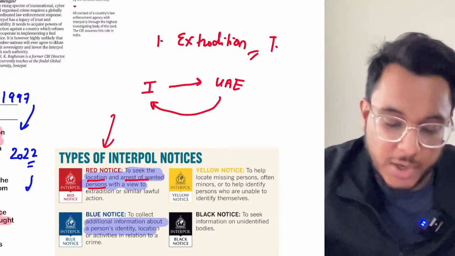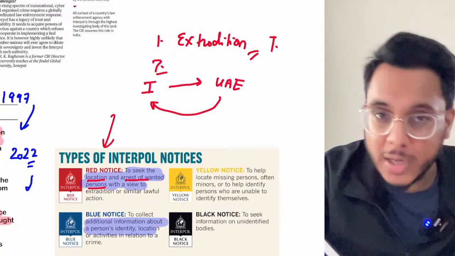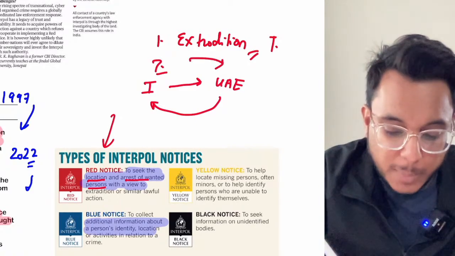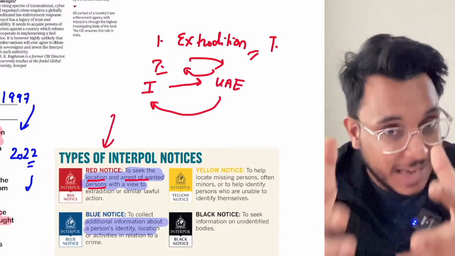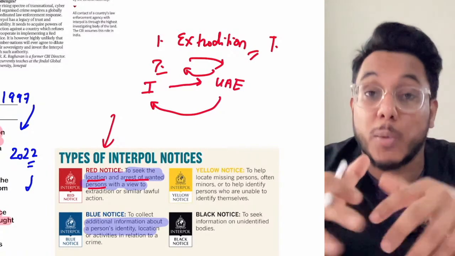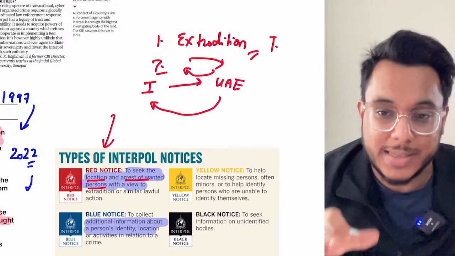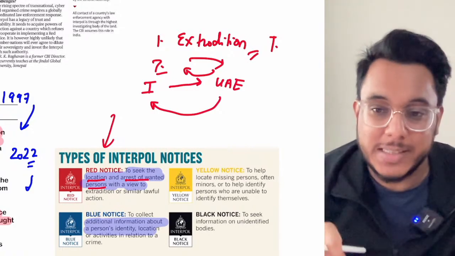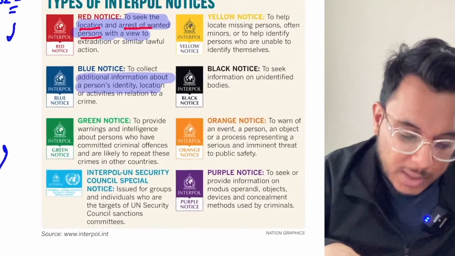Okay, so if there is an extradition treaty, then that particular country can send the red notice: please send this particular person back, please arrest that person in your country, or please give us the information. So the red notice is sent when the arrest or the extradition is to be sought. Then next, there comes the blue notice.